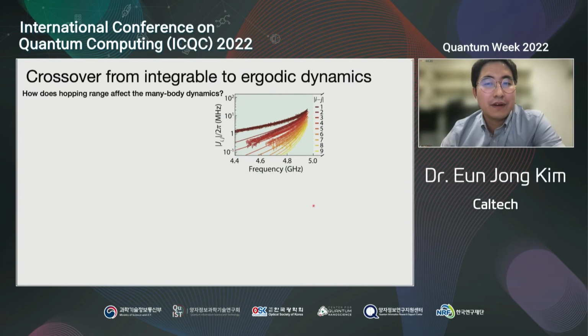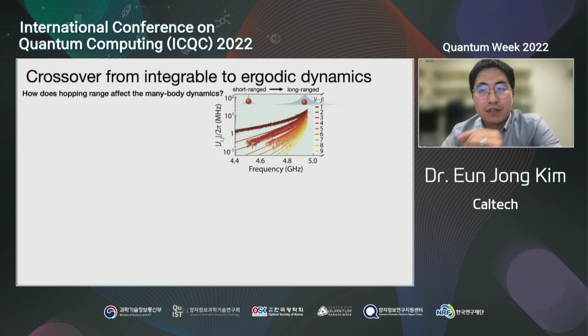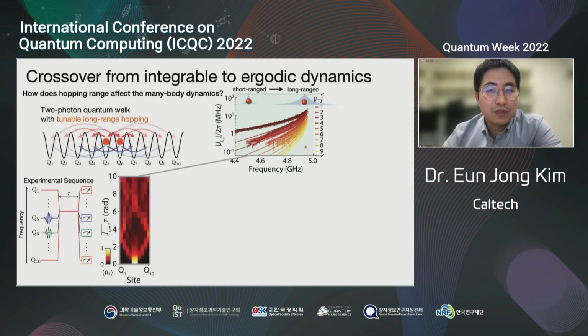Now that we have characterized the Hamiltonian parameters, we can leverage our tunable long-range connectivity to study the crossover from integrable to ergodic dynamics. We have already seen that the interaction between qubits is short-ranged deep inside the bandgap, while it becomes long-range close to the band edge. Here we have looked at a 2-photon quantum walk, enabled by initializing the middle 2 qubits in their excited state and performing quench dynamics at a few different frequencies.